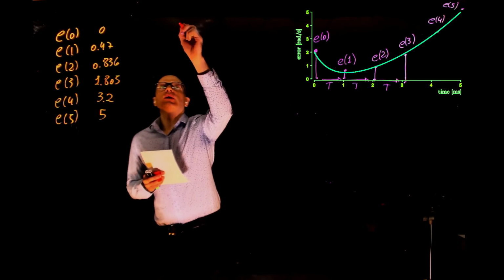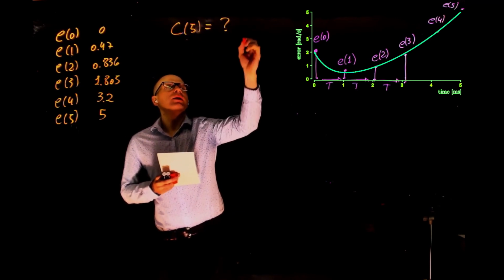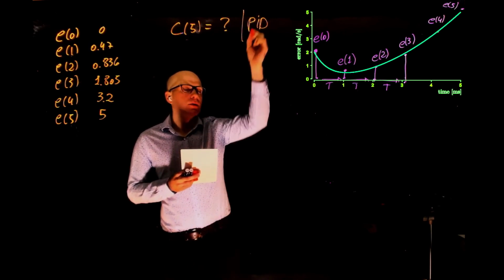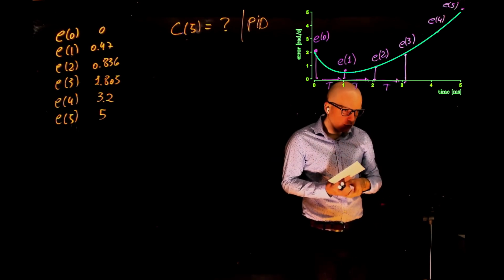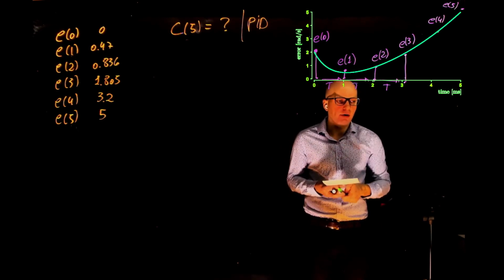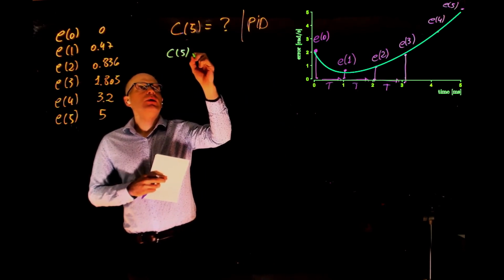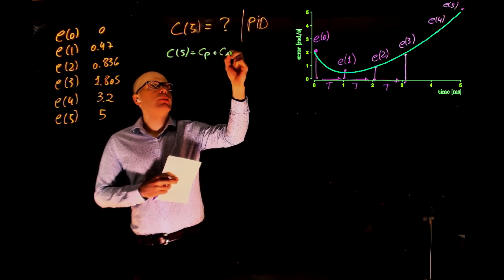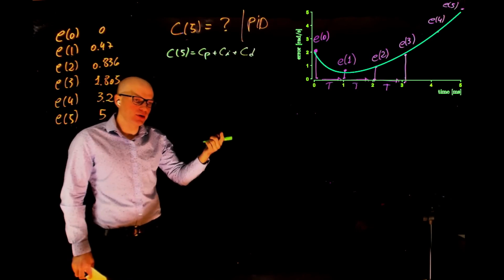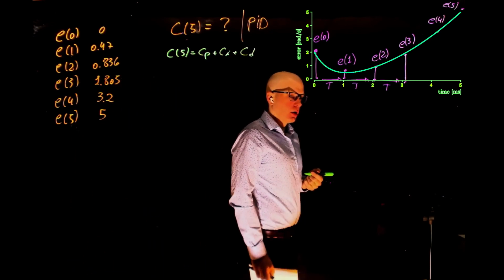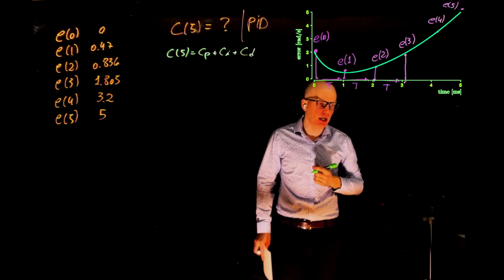The question asks, what is the controller output at sample 5? And this is a PID controller. If that is a PID controller, what is the structure we have? We have 3 parts: the proportional part plus the integral part plus the derivative part. So let's start with the proportional part. And let's assume that I have gains Kp, Ki, and Kd. What would be the output of our controller for the proportional part at 5 milliseconds?